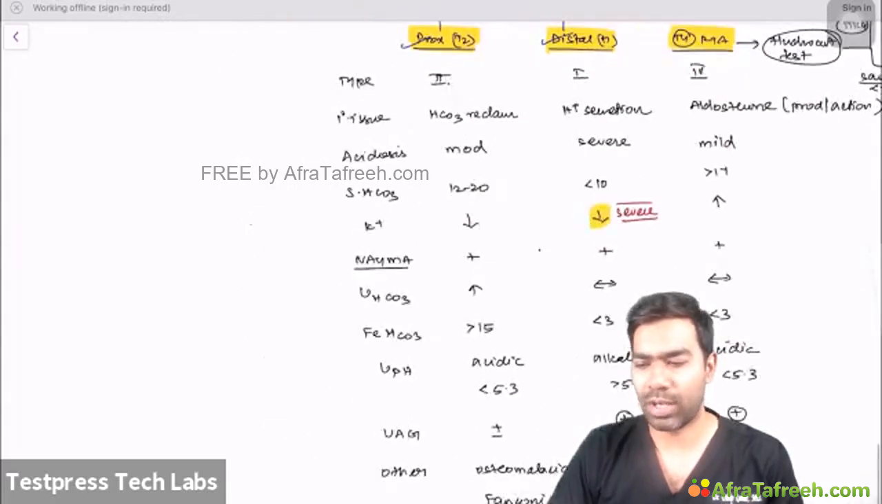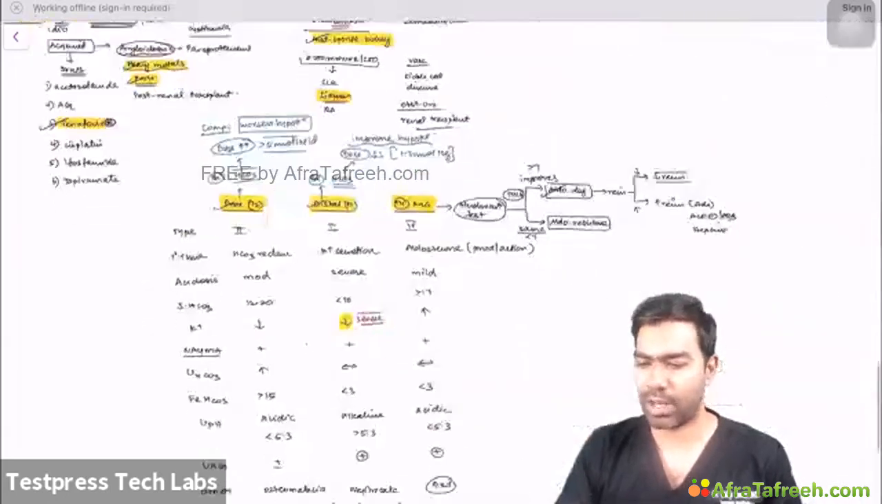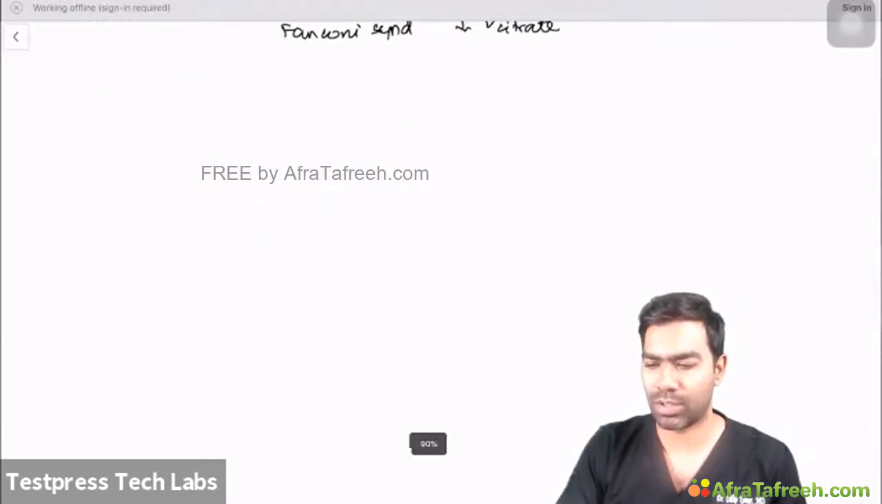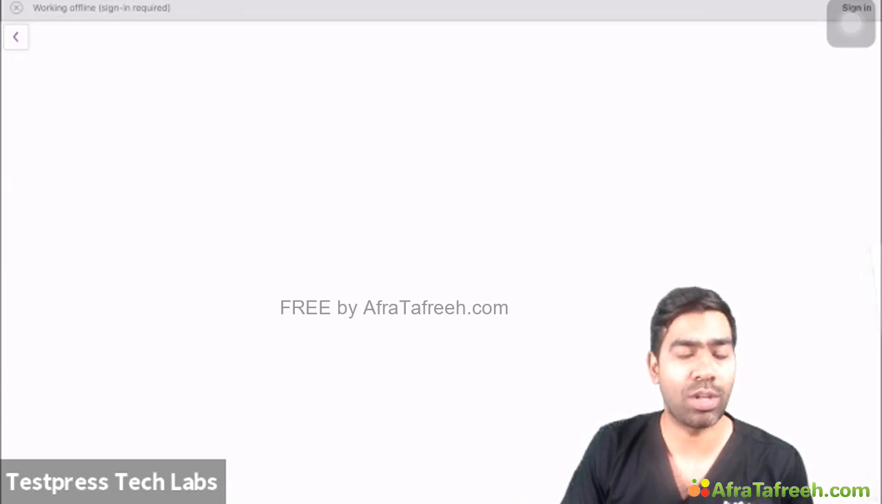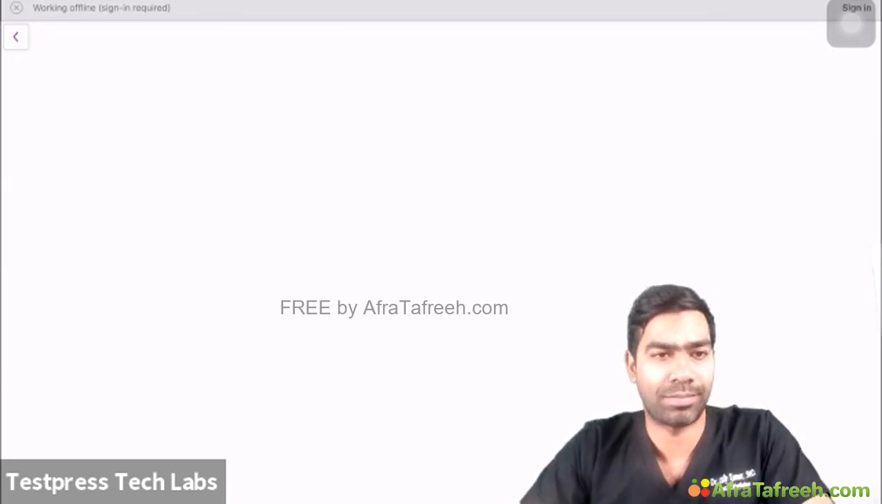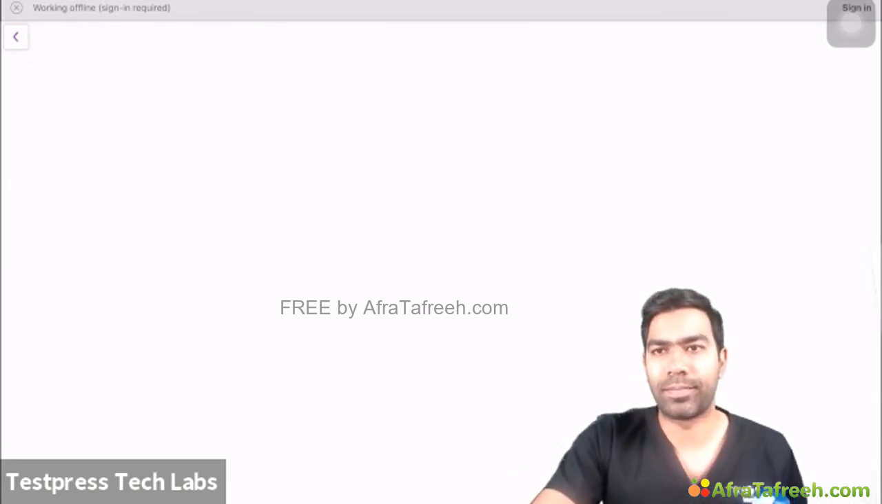And this is the typical table that you need to know with regards to renal tubular acidosis. Even though it's a complicated topic, I think renal tubular acidosis would have made some sort of sense to you. So shall we move on to the next topic? Next, we are going to move on to the metabolic alkalosis section. Do you understand?